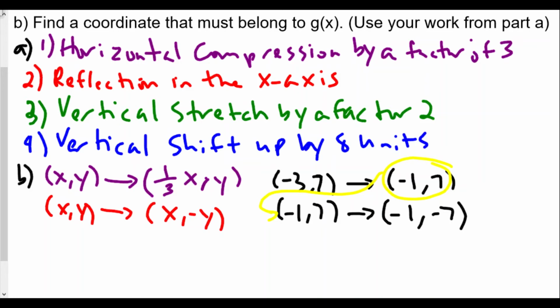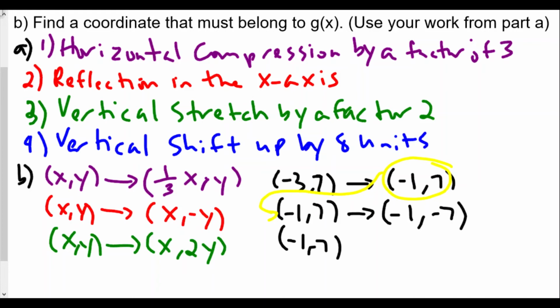Our third transformation is a vertical stretch by a factor of 2, which means in this case (x, y), x stays the same, and we multiply the y value by that factor. Whenever we have a vertical stretch or compression, we multiply the y value by that number. So here we have our (-1, -7). Again, we take this coordinate and feed it into here, and this becomes (-1, 2 times -7), which is -14.